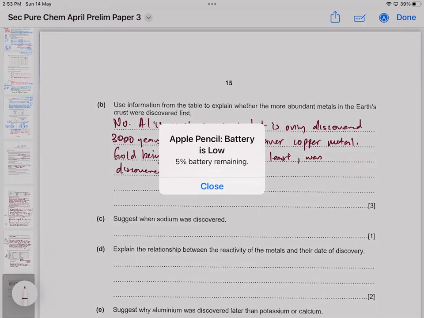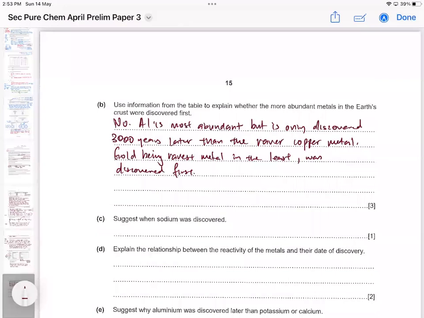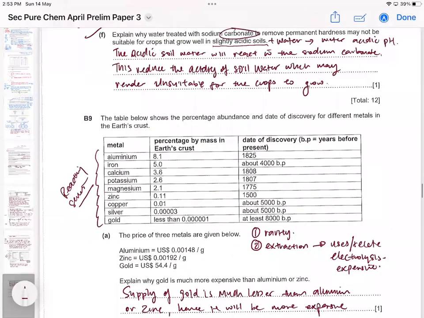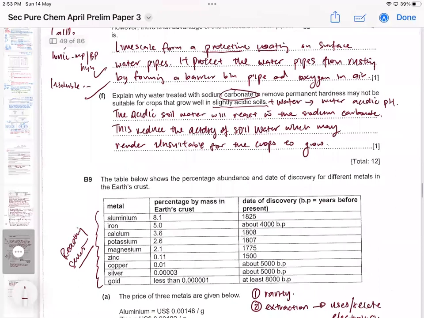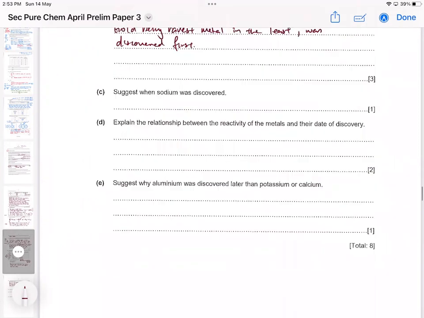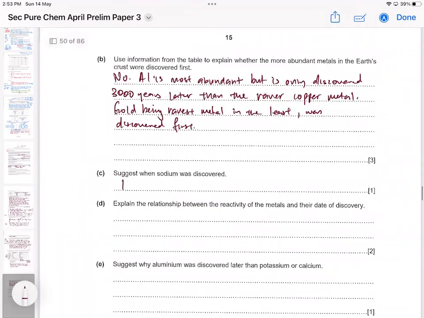Yeah, we choose 1807. Okay, 1807 is fine. 1808 is fine. Because you can see calcium and potassium are about 1807, 1808. So it should be later than calcium possibly, but earlier than potassium. So in the range that they are all about the same reactivity. So for this question, we can accept 1807 or 1808.